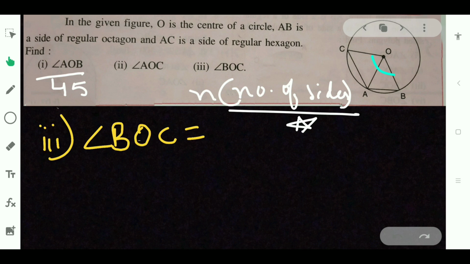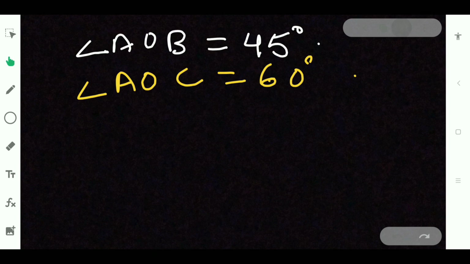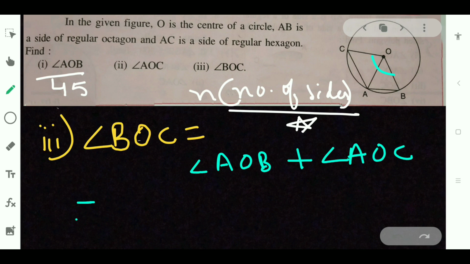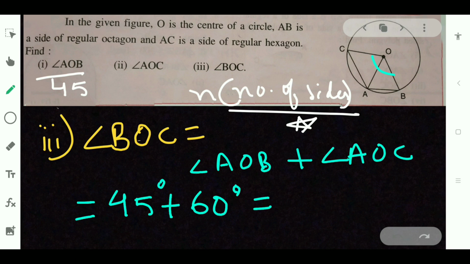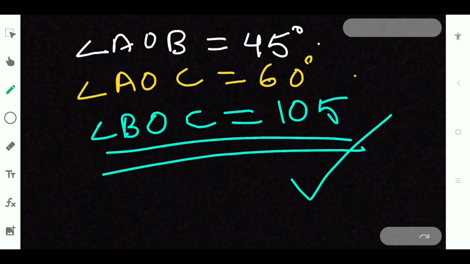So angle BOC is nothing but angle AOB plus angle AOC. This whole angle is nothing but this angle plus this angle. Now we have the values of both. Angle AOB is 45 and angle AOC is 60. So it is equal to 45 plus 60 degrees, which is equal to 105 degrees. So angle BOC is equal to 105 degrees. We have solved this question.